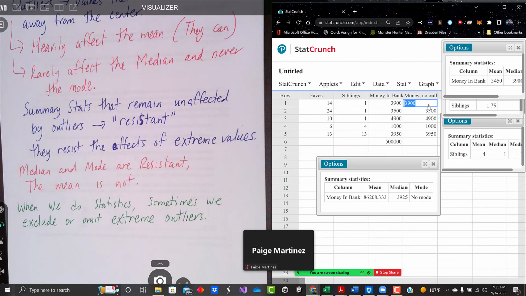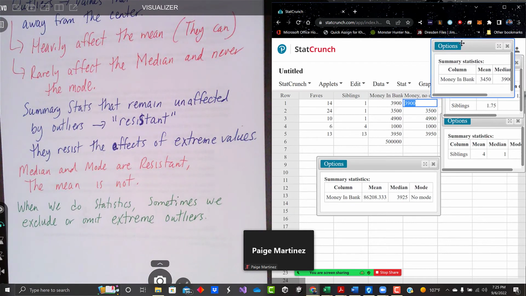For the stuff we're going to do in this class, you're not going to omit an outlier unless the homework specifically says to do so. But in real life, it's a common example.